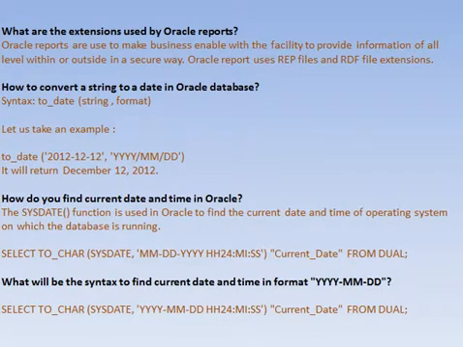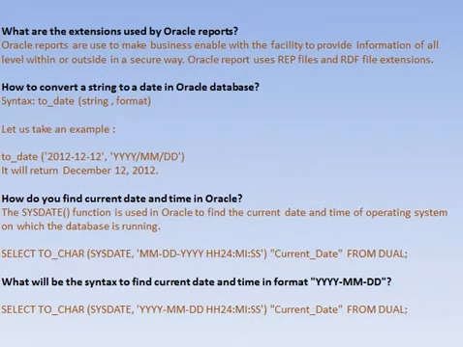How to convert a string to a date in Oracle database? Syntax: to_date, string, format. Let us take an example. To_date, December 12, 2012, YYYY/MM/DD. It will return December 12, 2012.